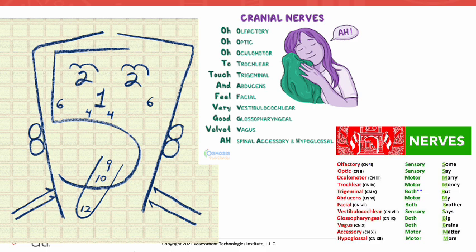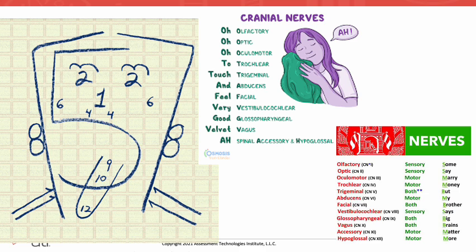So we can use the OOO to touch and feel very good velvet to remember what the cranial nerves are, the names of them. Then we can use that face to tell us what each nerve does and what number each nerve is on the face by where it's drawn. And finally, we need to know whether the nerve is sensory, whether it intakes sensation, or if it's a motor nerve, which causes us to move around. And some nerves can be both.